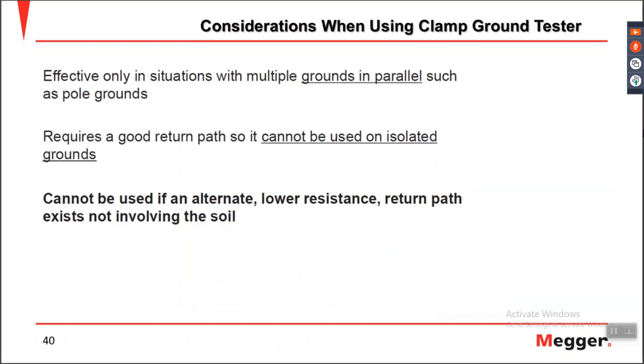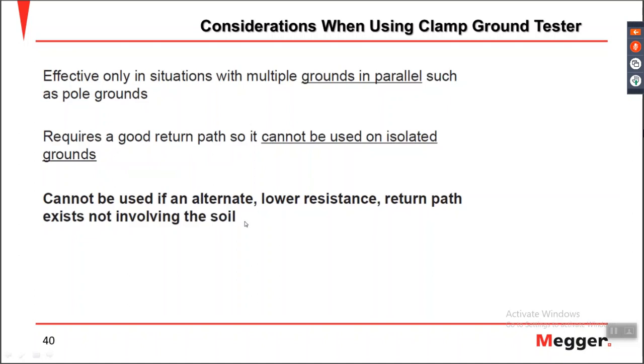Considerations when using a clamp ground tester: it is effective only in situations with multiple grounds in parallel, such as pole grounds; it requires a good return path, so it cannot be used on an isolated ground. And the last one is that it cannot be used if an alternate lower resistance return path exists not through the soil.